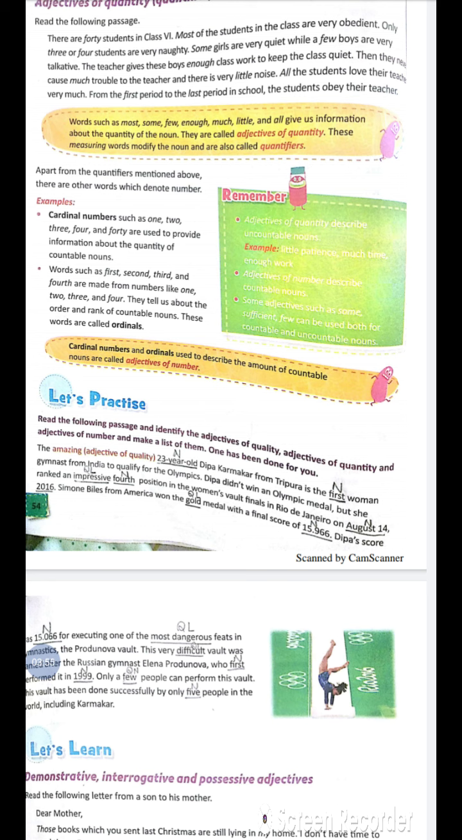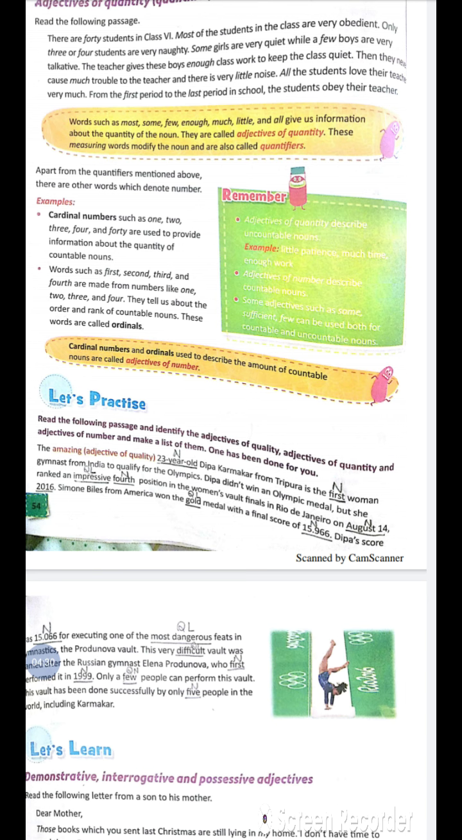Next, apart from the quantifiers mentioned above, there are other words which denote number, such as cardinals and ordinals. Which are cardinals? Numbers such as 1, 2, 3, 4 and 40 are used to provide information about the quantity of countable nouns. And what are ordinals? Words such as first, second, third and fourth are made from numbers like 1, 2, 3 and 4. They tell us about the order and rank of countable nouns. Therefore, these are called ordinals.